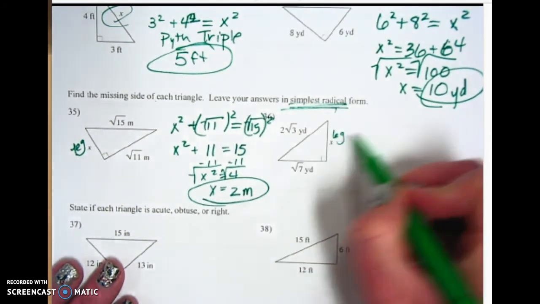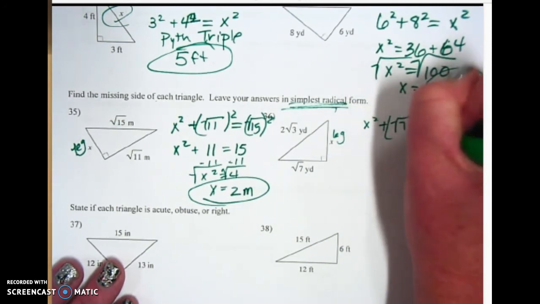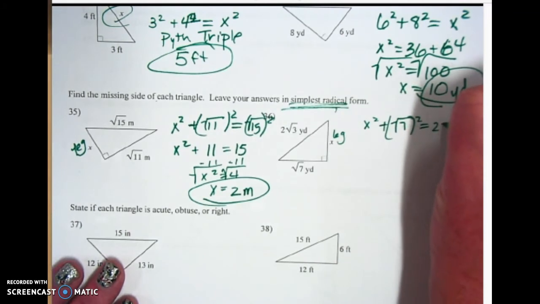This one's a leg as well. So I'm going to plug it in for a, and I'll have x squared plus the square root of 7 squared equal to 2 rad 3 squared.